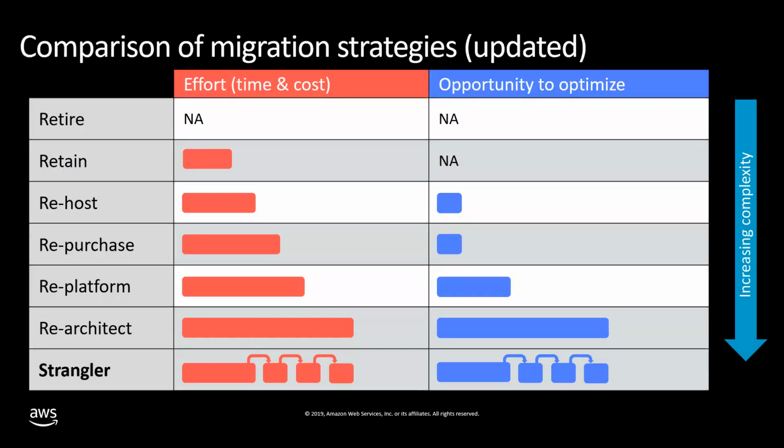So to summarize, what we've got here is this original chart of the six R's, and we've added the Strangler pattern to the bottom. To simplify this from a thinking standpoint, you're really combining the rehost and the re-architect strategies, and you're creating an iterative opportunity, not only in effort, time and cost, but also to optimize.